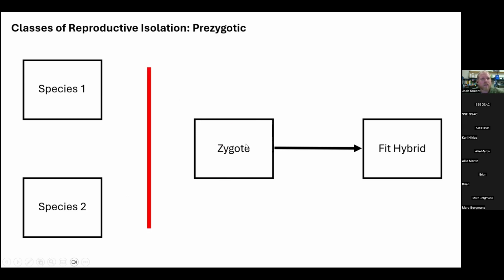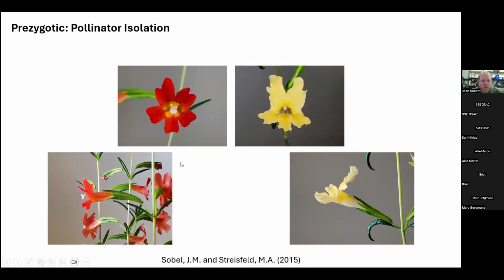So the first big reproductive barriers happen prezygotic. So this is anything that prevents two species from mating with each other, or if they do mate, prevents the gametes from fusing with each other. And a classic example of this in plants is the coevolution of plants with their pollinators. So here is the red and yellow populations of this group that I work in. The red colored plant has evolved to be pollinated by hummingbirds, while the yellow morph is pollinated mostly by hawk moths. And so Sobel and Streisfeld found that pollinator isolation was a good barrier, not complete, but a strong barrier to gene flow in this group.